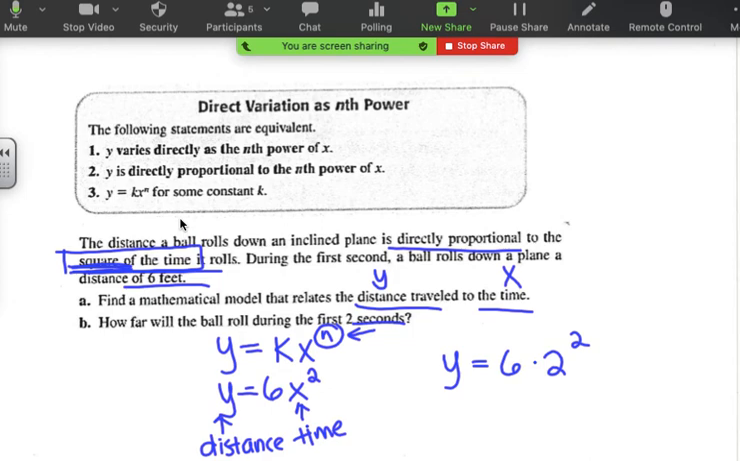And just make sure you're using the order of operations correctly. You would have to do 2 squared first, and that's 4. And then 6 times 4 is 24. You would not do 6 times 2 and then square it. You would have to do 2 squared first, then multiply by 6. That means it would roll 24 feet.